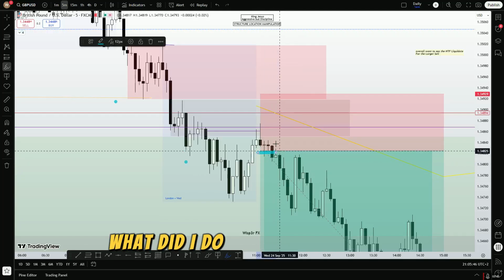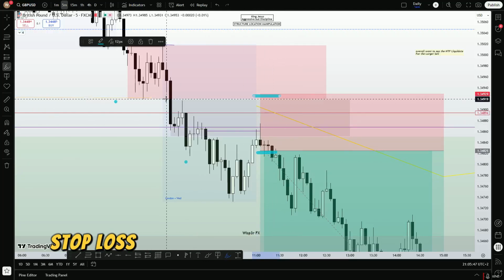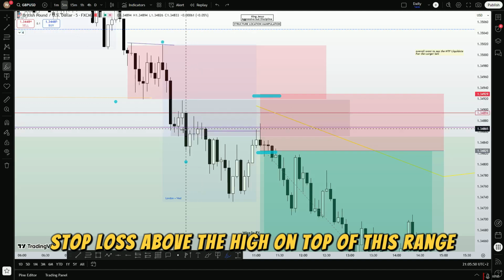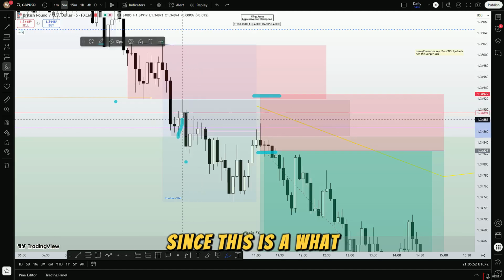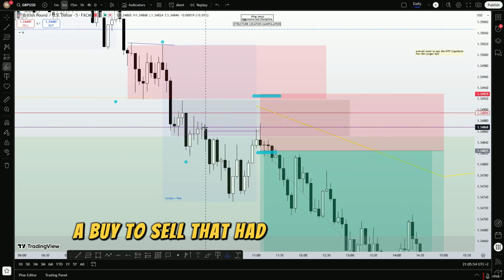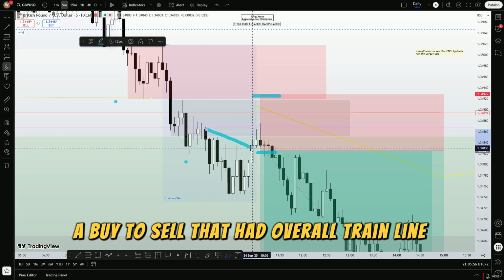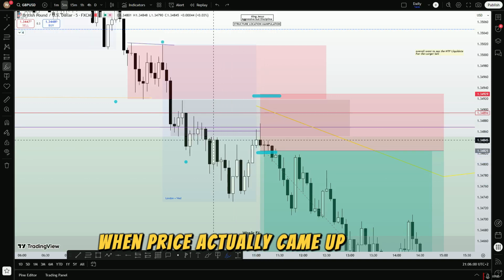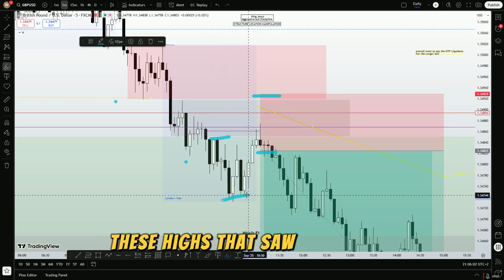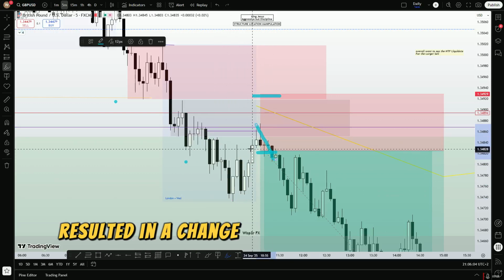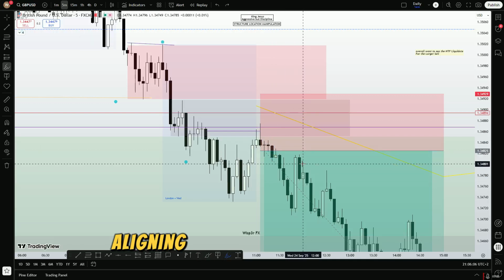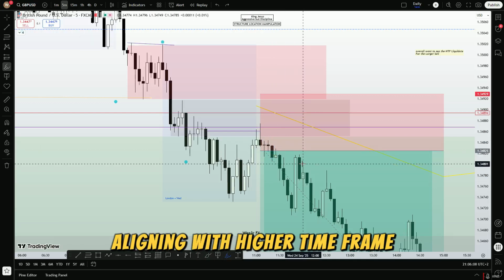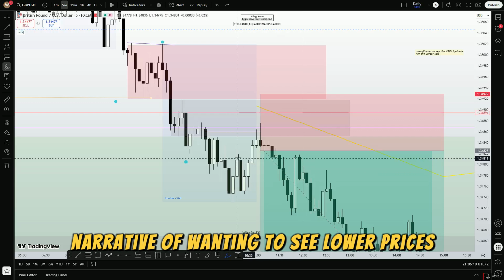What did I do? Pending order, safe stop loss above the high on top of this range, since this is a buy to sell that had overall trend line liquidity. If price actually came up higher, these highs that saw these lows resulted in change of character towards the downside, aligning with higher time frame narrative of wanting to see lower prices.